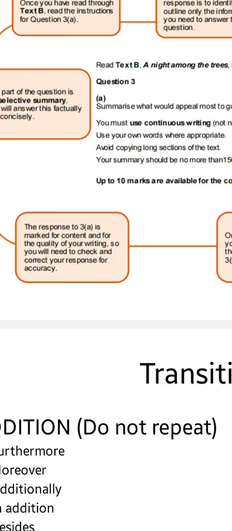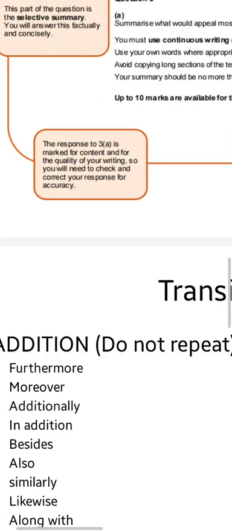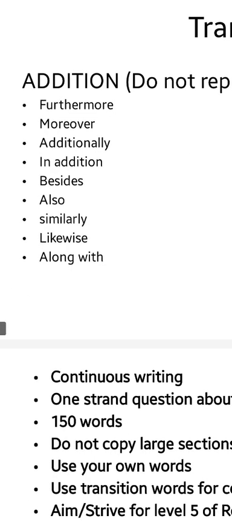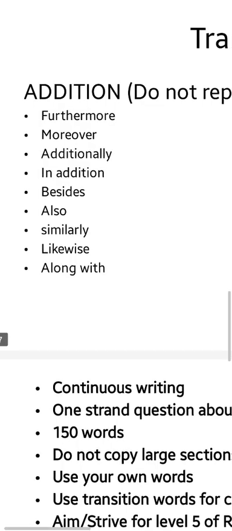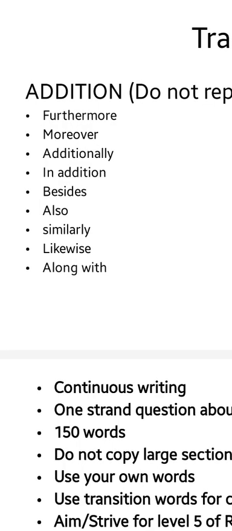Okay, now you know how to start it. Yes, this is an important thing, because this is going to be one strand summary. So you have to use transition words that are related to addition. That means you have to add up something. These are transition words that show that you are adding up something. Furthermore, moreover, additionally, in addition, besides, also, similarly, likewise, along with.